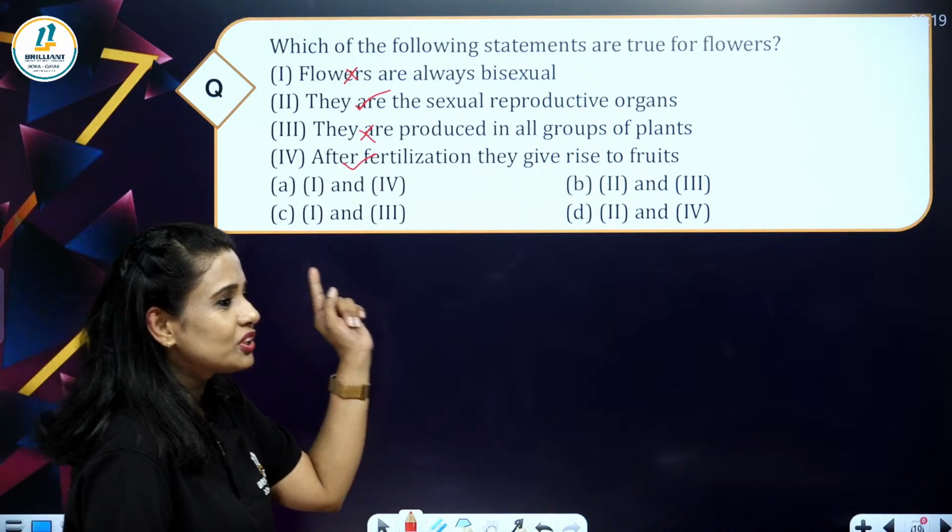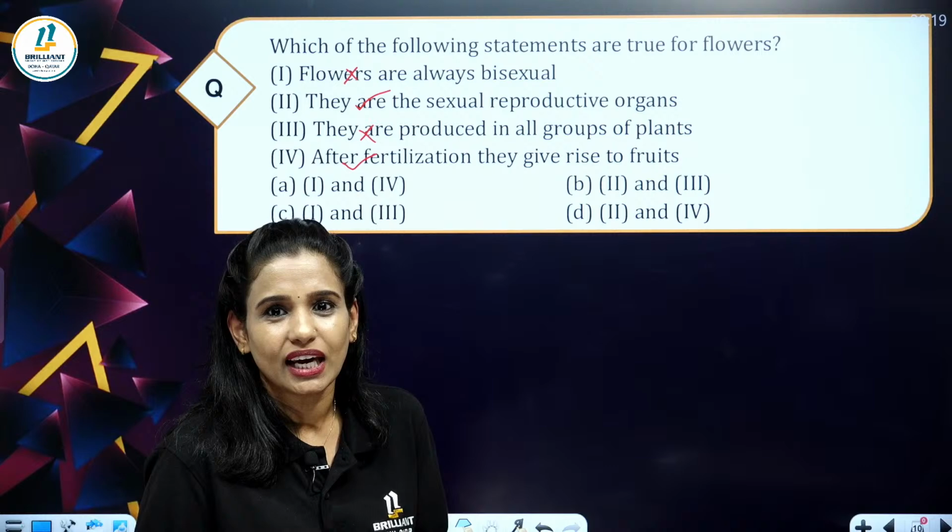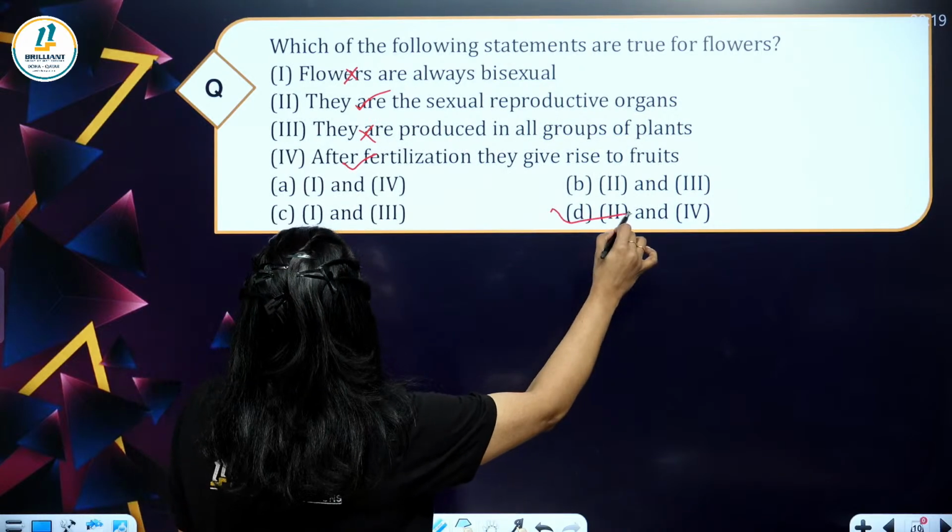Okay. So, which is the correct option? Option D. Second and fourth statement. Okay. Second and fourth statement is correct.